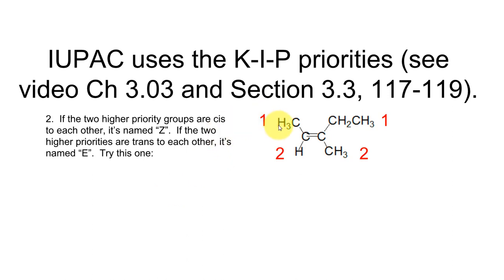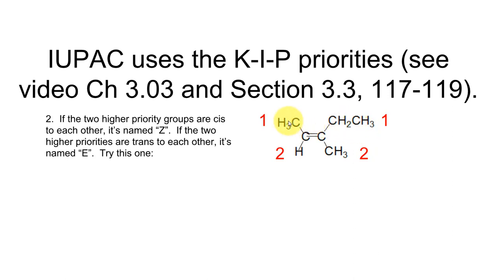Obviously, methyl group is higher than hydrogen, so this is 1 and this is 2. And obviously, ethyl group is higher than a methyl group, so this is 1 and this is 2. Just to review, carbon is heavier than hydrogen, so that's why this one's number 1. And carbon with one carbon attached to it is heavier than carbon with no carbons attached to it. So this is higher priority.